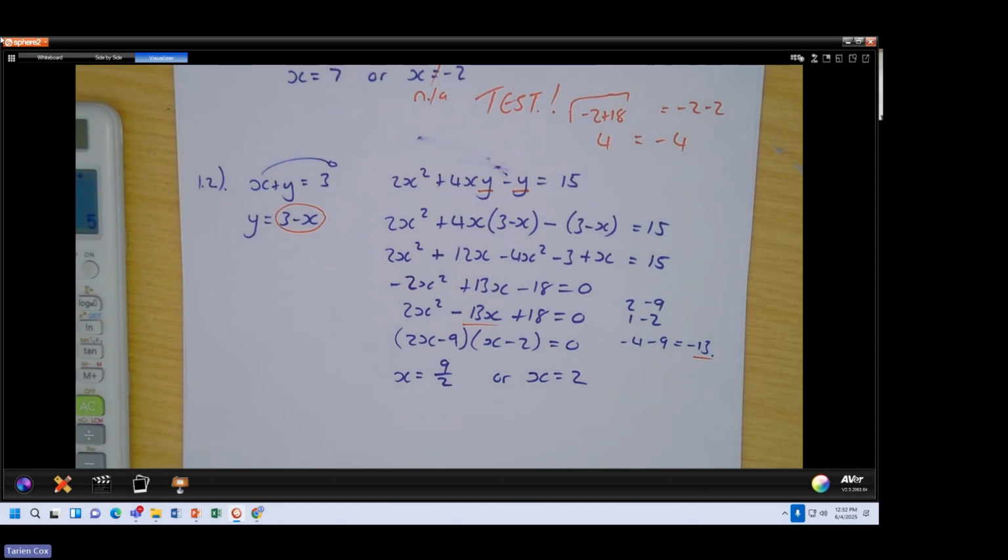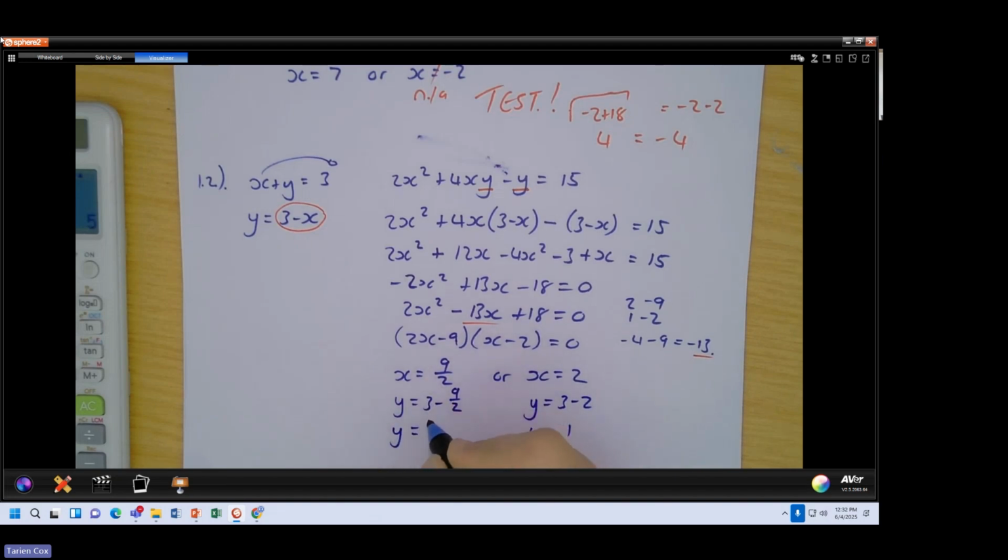But very importantly, use this one because you've already made y the subject. So I will say y is equal to 3 minus 9 over 2. Y is equal to 3 minus 2. We can see this one is 1. And the answer for this one will be negative 3 over 2. That is what I got.